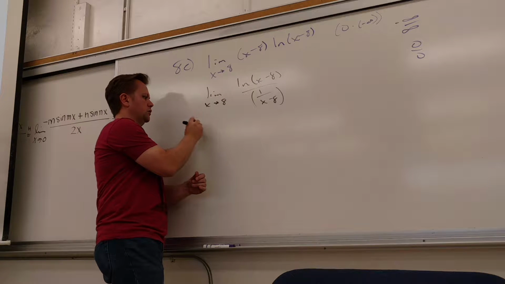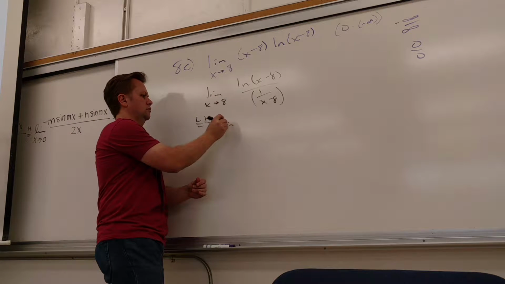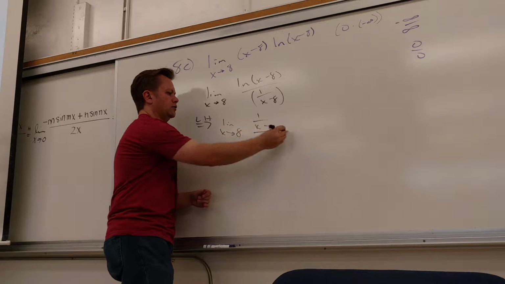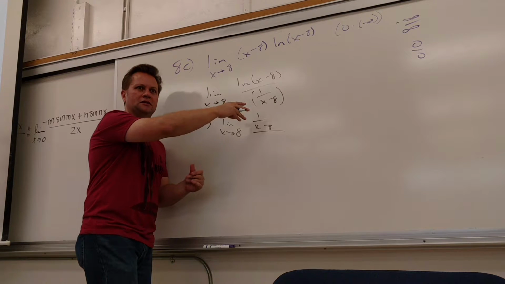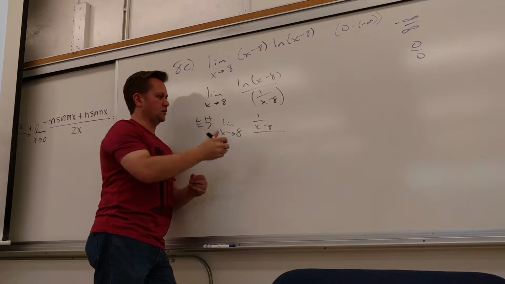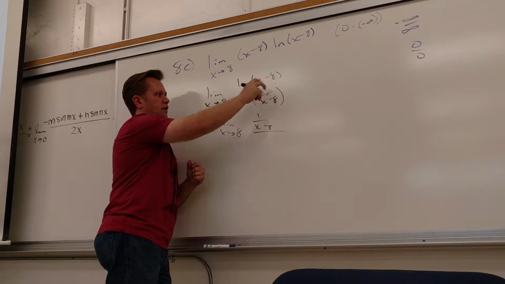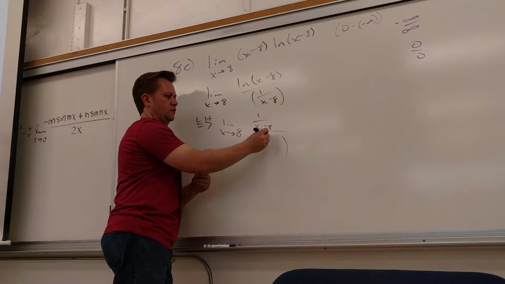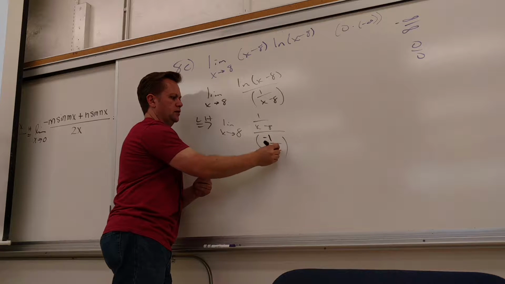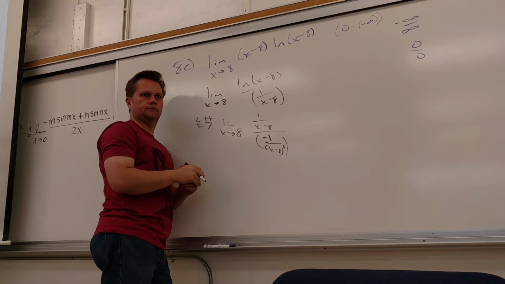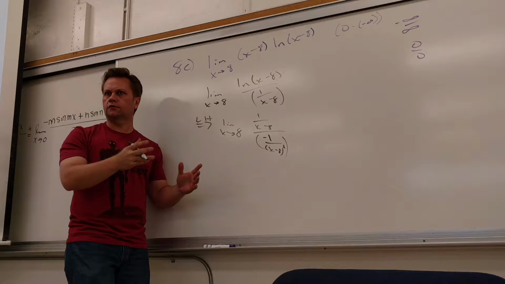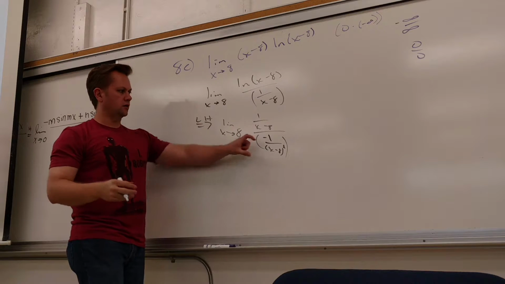So if I do L'Hopital's, what happens? 1 over x minus 8. Oh yeah, that's right. We did one almost just like this. It didn't have the minus 8, but it's going to work the same way. So 1 over x minus 8. And what's the derivative of 1 over x minus 8? Negative 1 over x minus 8 squared. And this is beautiful now. Let it be beautiful.